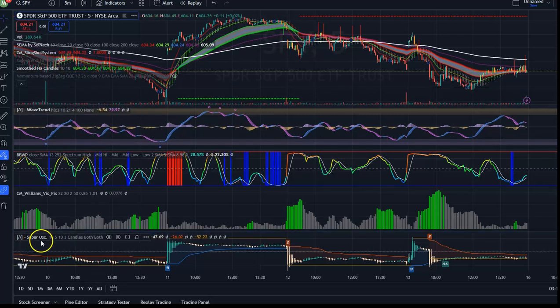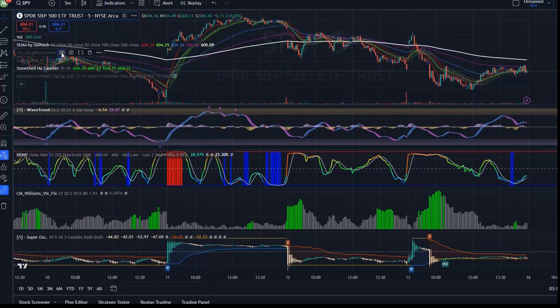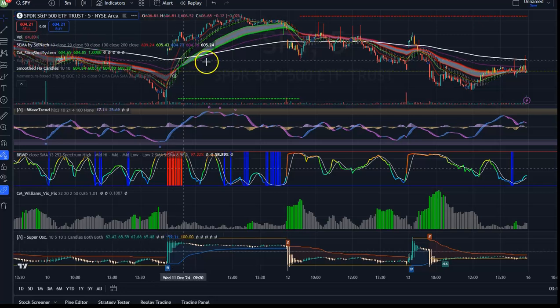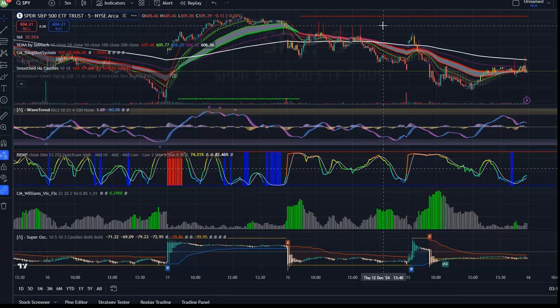Super Oscillator. Alright, now the reason why I use the CM Slingshot System is I have to know when this ribbon right up here goes red or green, because that'll help me decide when I want to trade. So you can see when I take it off, now I'm blind. And this is basically an EMA indicator, which lets me know if it's above or below the line, and I'll bring that in later.